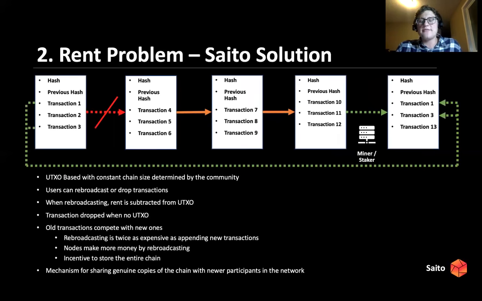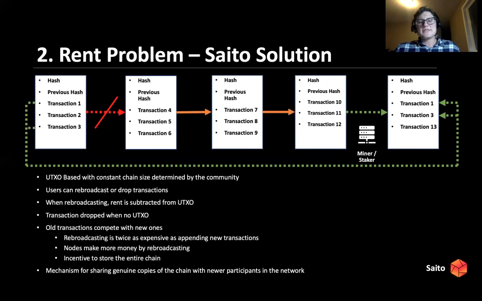Now, Saito takes a very different approach to this problem. And Saito does so by introducing a blockchain that is actually circular. So rather than it just being a single linear chain of blocks that are chained together, it's really a chain of blocks that sort of compose a circle.